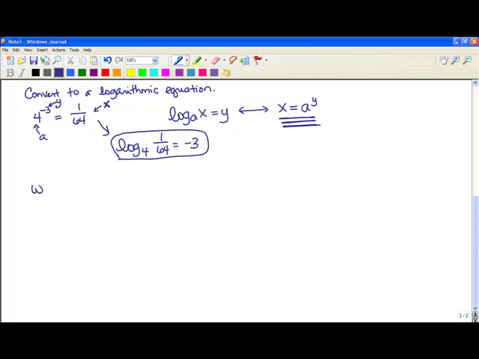The next problem is w squared equals 18. a is a base, w. y is always a power, which is 2. And x is 18. We plug this on the right side with the logarithm. This is log base w of 18 equals 2.